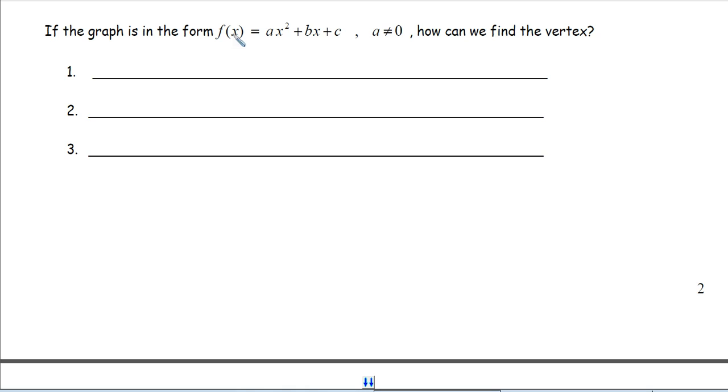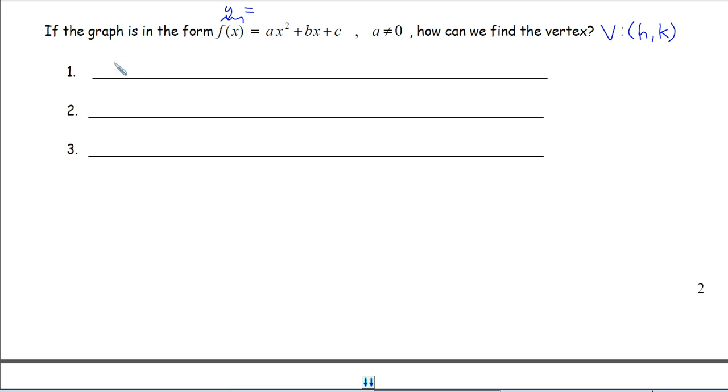So if the graph is in this form of f of x equals ax squared plus bx plus c, where a does not equal 0, how can we find the vertex? Or if we want to, just say this is y equals ax squared plus bx plus c. So first thing is, how do we find the vertex? Well, we actually have a formula for it, and I'm going to write over here vertex is h comma k, just so we have a reference.